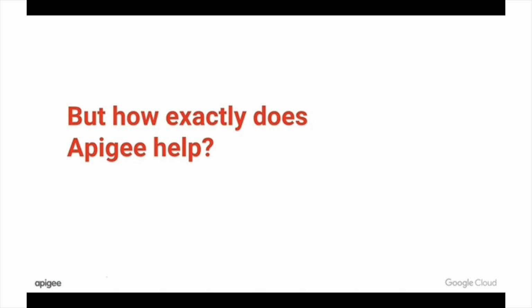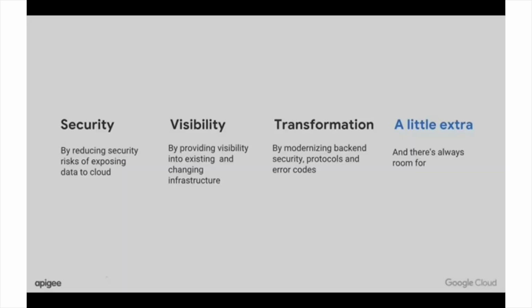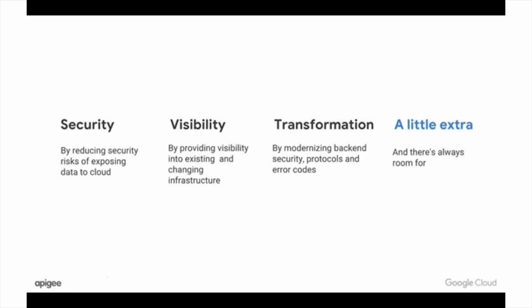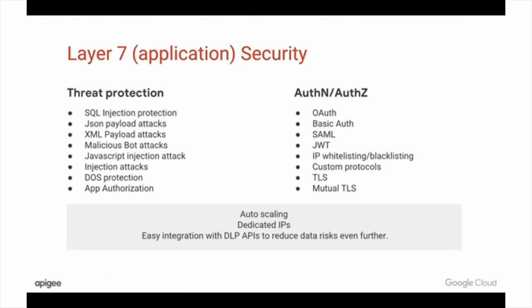Let's now look at how exactly Apigee helps you with this overall journey. So there are three key themes, right, which Apigee helps you with. One is security, then visibility, then transformation, and we always have something a little extra.